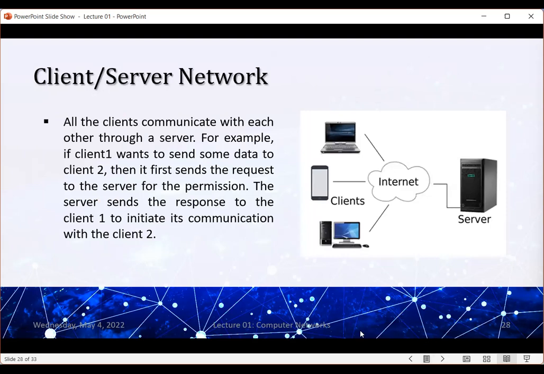But in the client-server, now this is an example for the client-server. We have a server and these are the clients. We can apply several security mechanisms to protect the data communication between clients and servers in the client-server network architecture. Right?